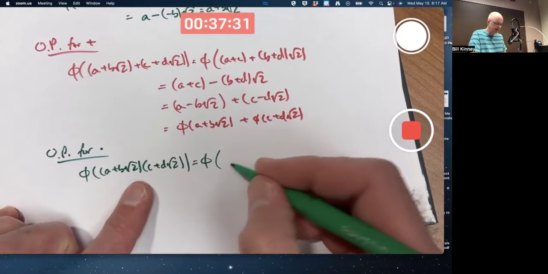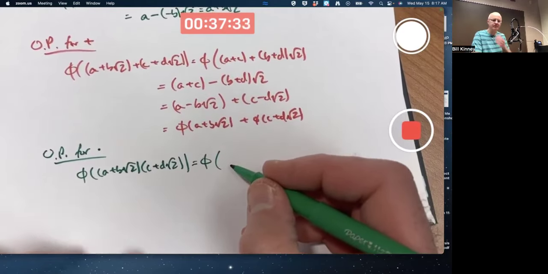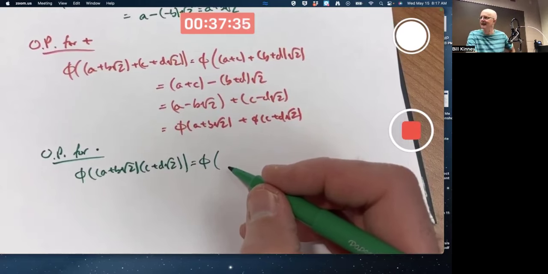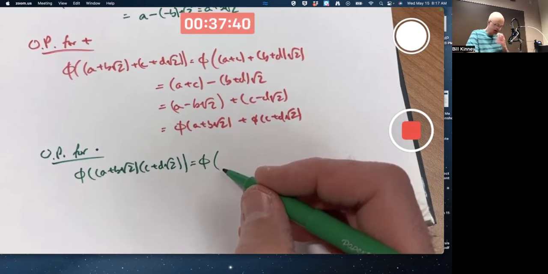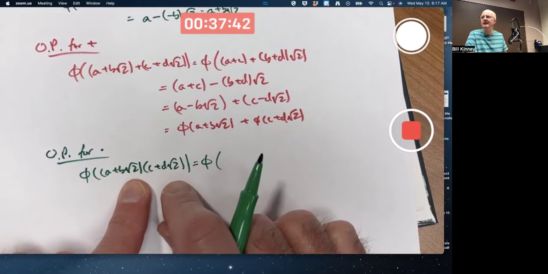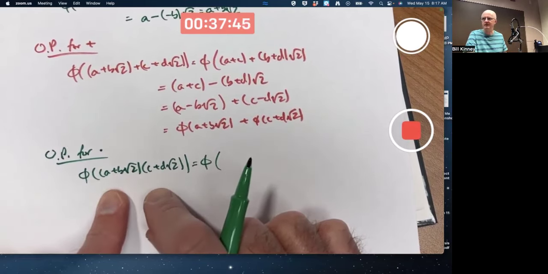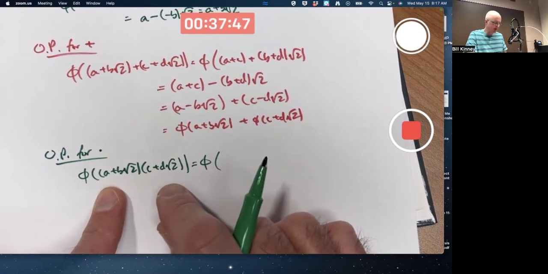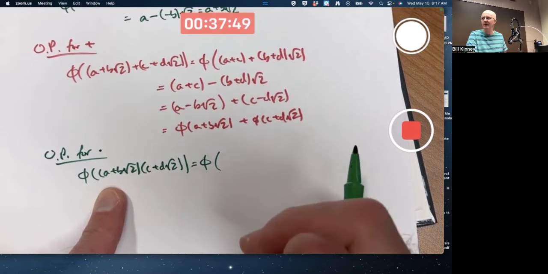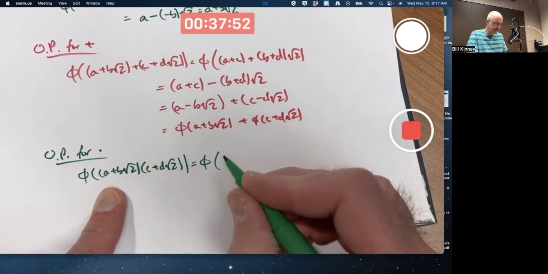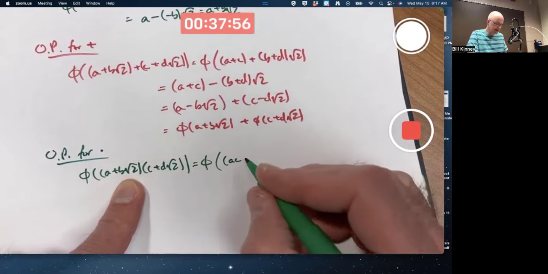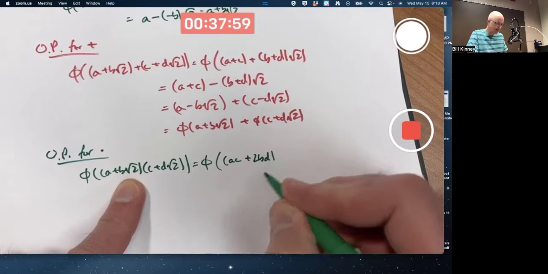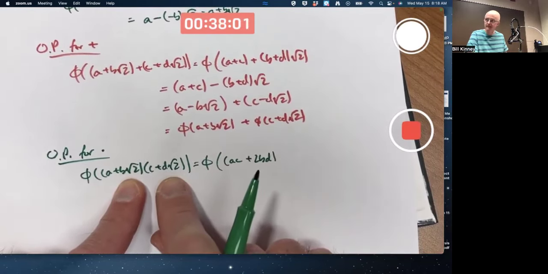First, multiply these out. You get a FOIL. And kind of like using the fact that i squared is -1 when you multiply complex numbers, use the fact that root 2 squared is 2 when you multiply these kinds of numbers. So it's the first and last products that are going to give you something that does not involve root 2. There's a times c, and there's also 2bd, right? Because last times last would be b times d times root 2 squared.